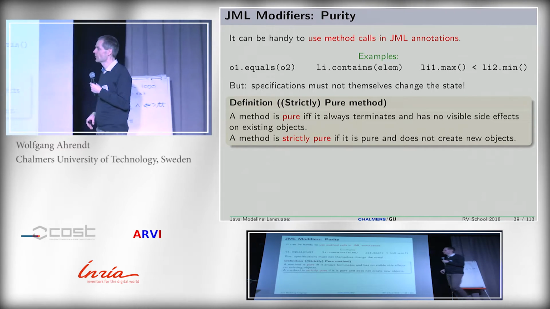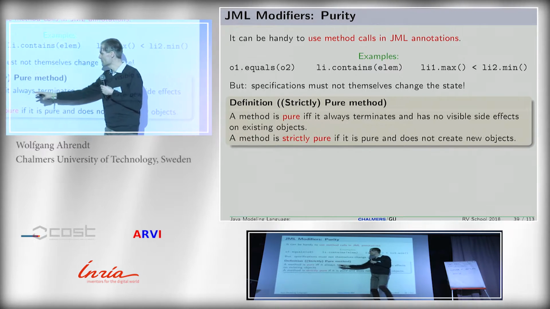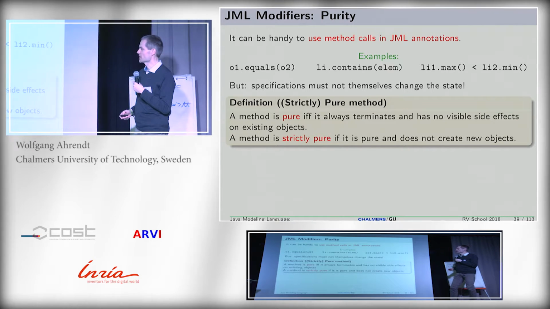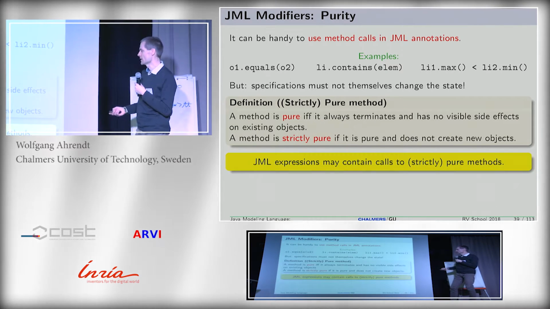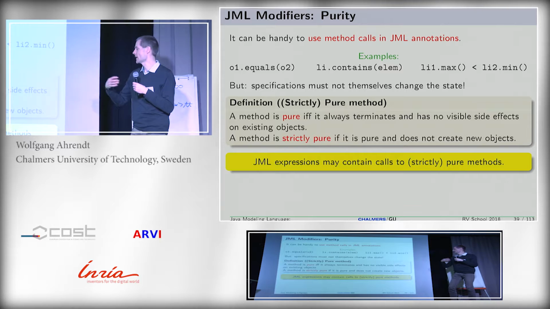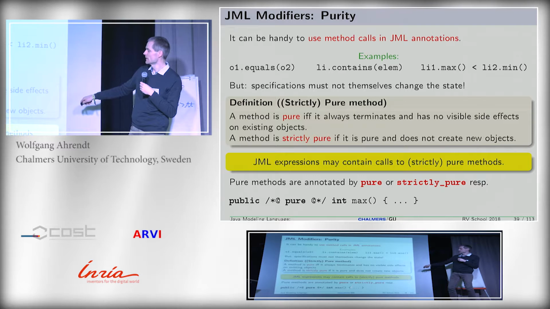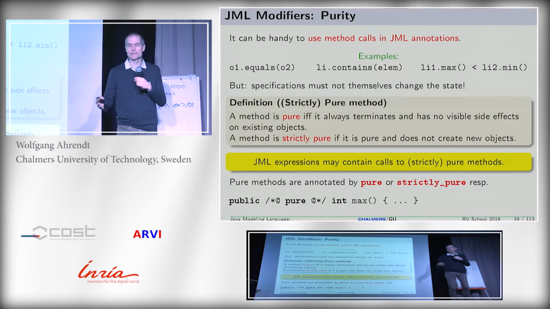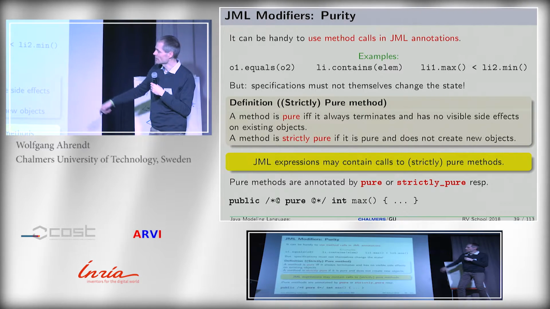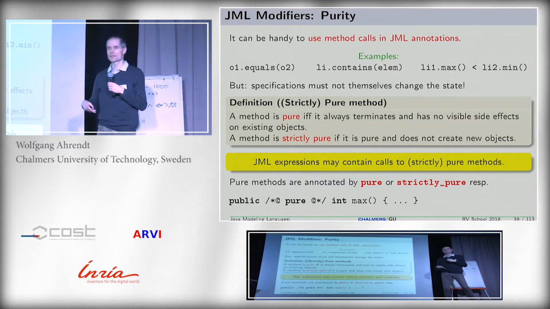So there is a notion of purity. Pure is important; strictly pure is not so important now for this lecture. A method is pure if it always terminates and has no visible side effects on existing objects. Let's skip the strict purity for a moment. And so JML expressions may use pure methods, and I will have examples of that later, or here's one. If you have a max method, which is a query basically, then you can use it. If you write pure here, this is a JML extension, then other JML expressions can use max, okay?